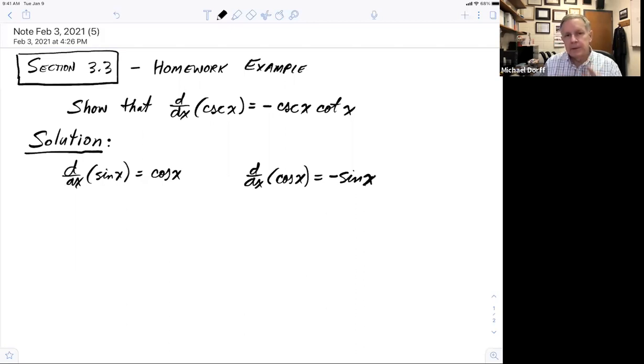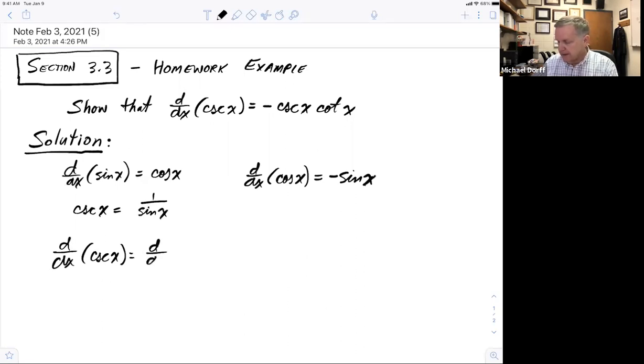In doing this one, what is cosecant x in terms of sine and cosine? That we need to remember. Cosecant x is 1 over the sine of x. All right, so as we begin this problem, we want to find the derivative of cosecant x. So we're going to rewrite this in terms of sine and cosine. Cosecant x, we just said, is 1 over sine x. So we have the derivative now of 1 over sine x.